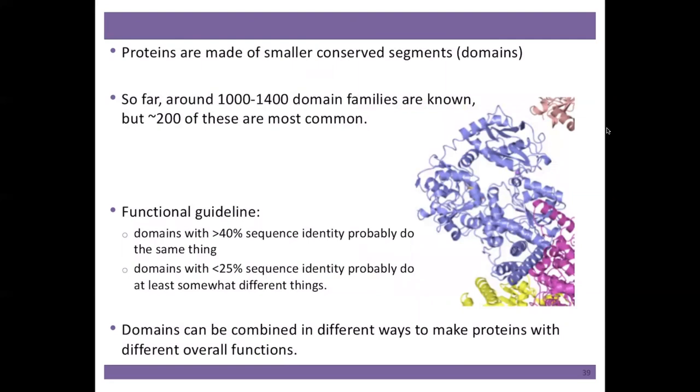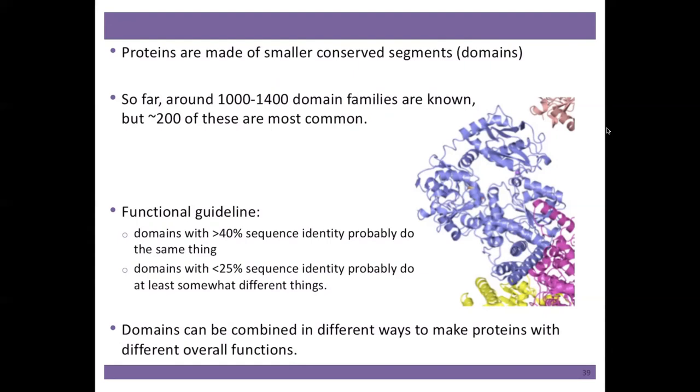And then we get the wide variety of proteins. Like I said, you get these gene duplications and duplication of DNA. And so what we find out is that proteins are actually made up of kind of a small subset of domains. So there's so far around 1,000 to 1,400 domains, and 200 of these are most common. And so what we can do is look for these domains.